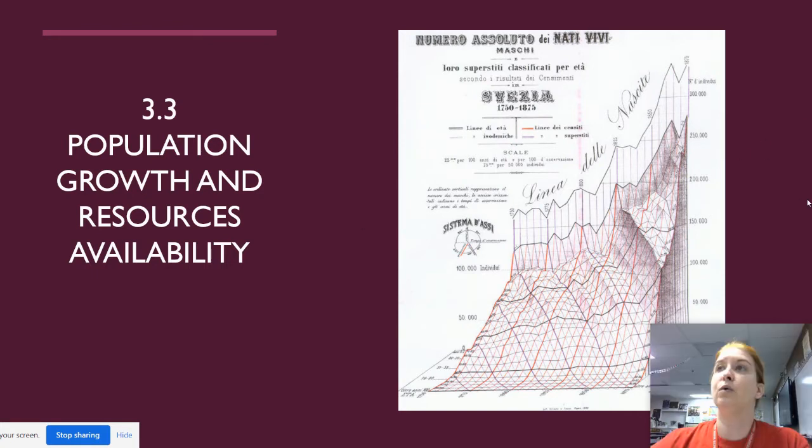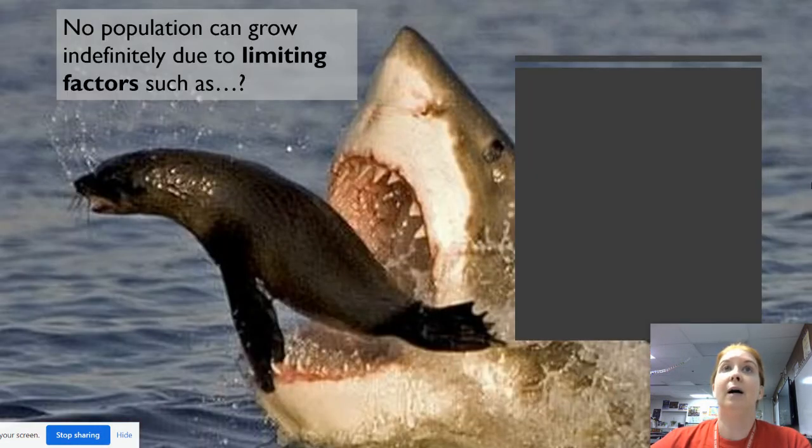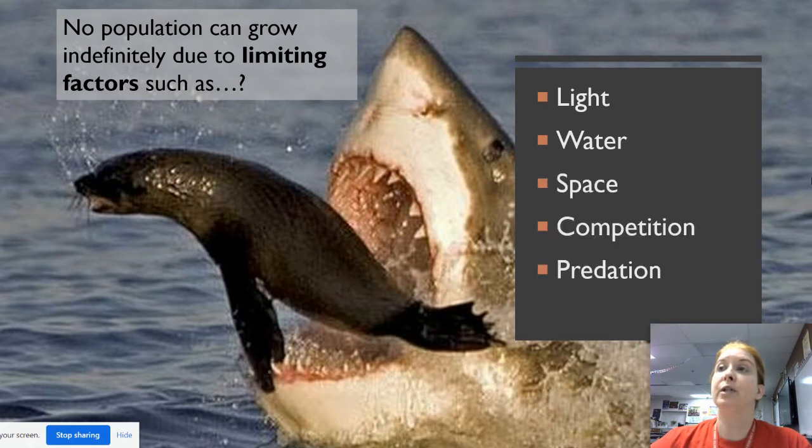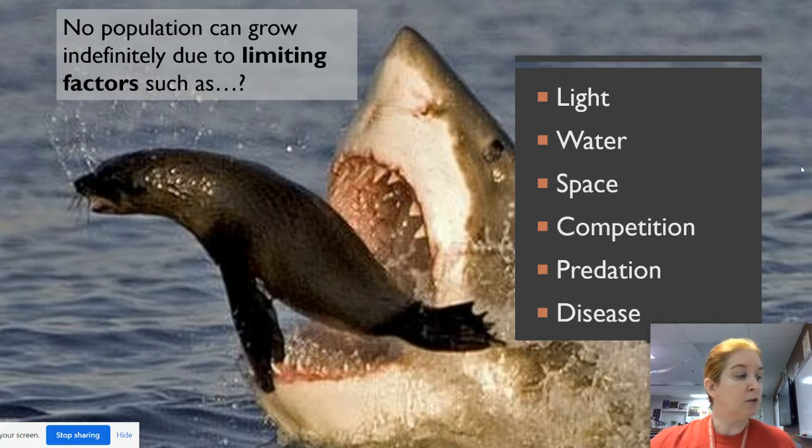So here's a nifty old-time population chart. For those of you who've done Human Geo or are doing Human Geo now, this should be a very easy unit for you because a lot of the stuff is going to be the same. So no population can grow indefinitely due to limiting factors. And one of them you could think of as light. So plants can only do so much growing. Water definitely is going to limit a population. Space, competition, predation, and disease are the big limiting factors. So those are all going to go on page 8 of your notes if you take notes in the packet.